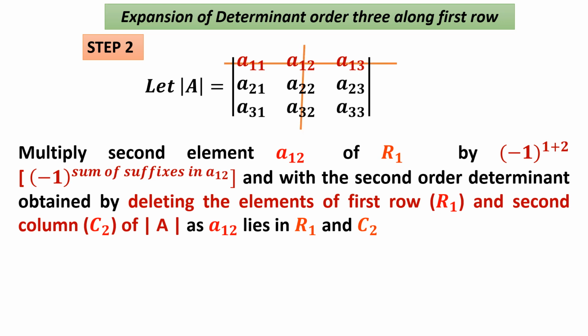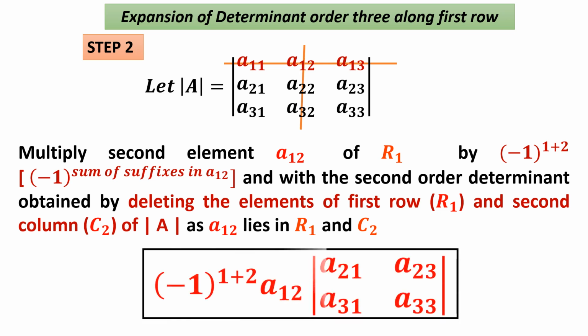The same idea. Delete the row in which A12 lies. Delete the column in which A12 lies. The first row and the second column are to be removed, and you get a determinant which is left out, A21, A23, A31, A33, that should be written. It should be multiplied by minus 1 whole power 1 plus 2 multiplied by A12, the element, multiplied by the 2 cross 2 determinant.